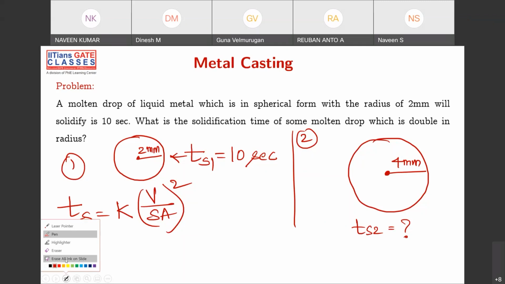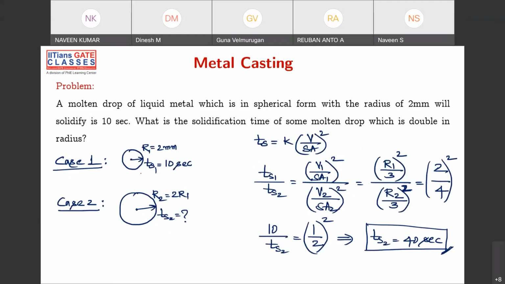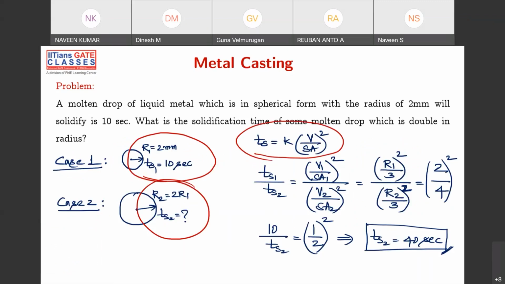Prabhakar, I know where you made the mistake. I'll tell you where. This is 10 seconds. You have used this formula and divided case 1 by case 2, and did all these calculations. I'm damn sure you forgot this square. That's why you have given your answer as 20 seconds.